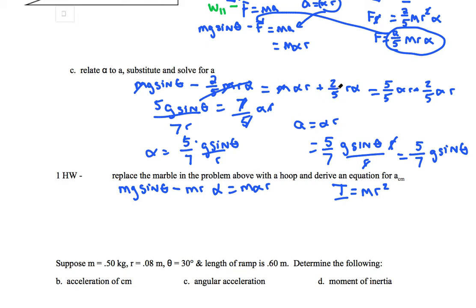If I go to this step, it's going to be alpha r plus alpha r, and so I get 2 alpha r. And so instead of this 5/7, and you could work through the math of this, I end up getting a is equal to g sine theta divided by 2. So check my math on that.